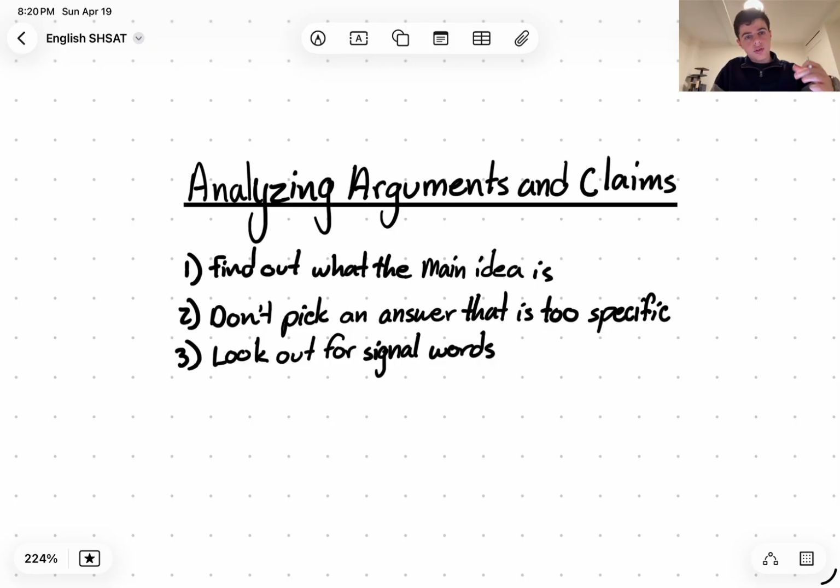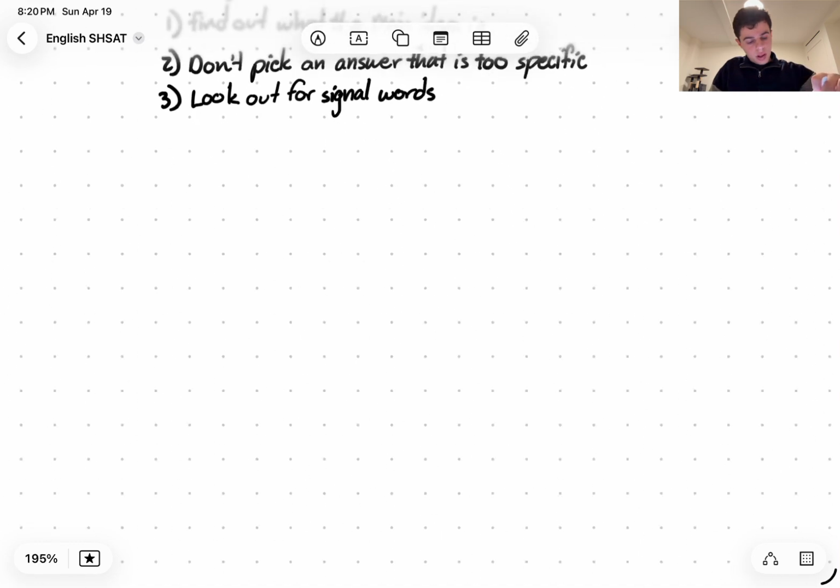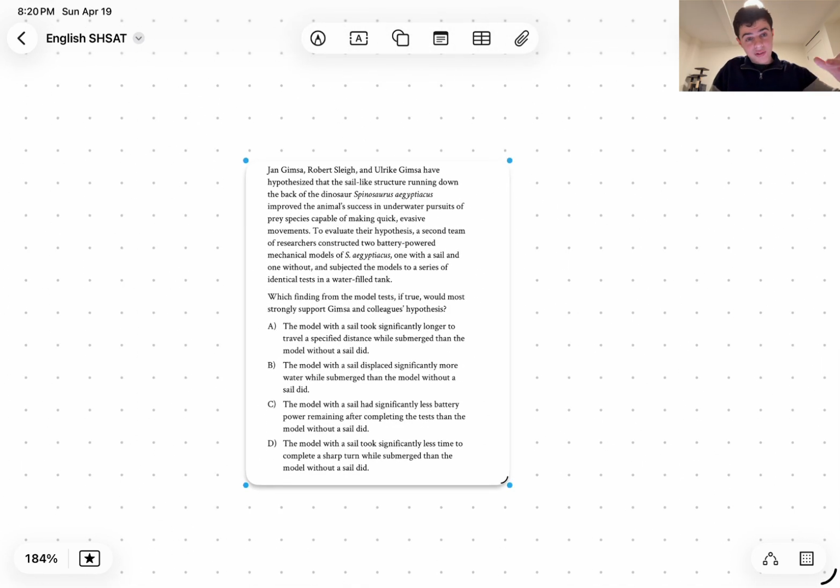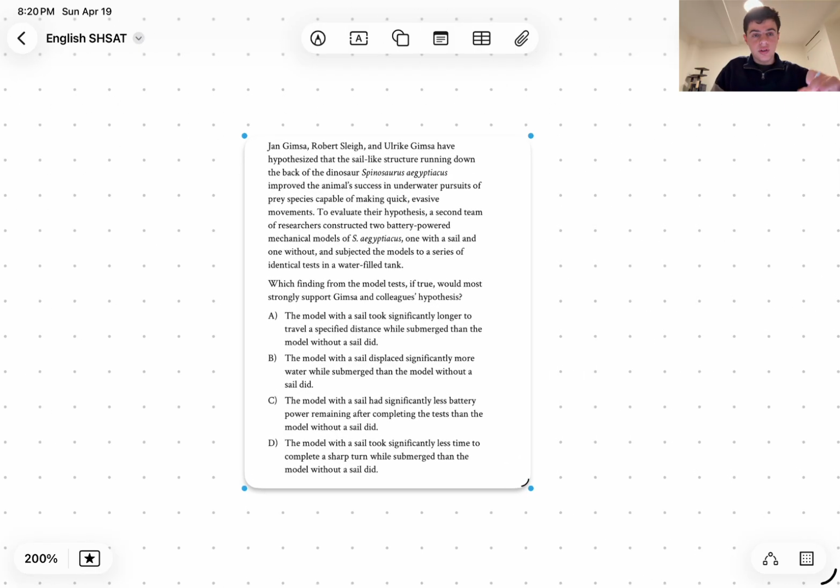Okay, so with that, let's just get into some example problems. So this first one is actually an SAT problem, but it is a shorter passage and it's not that much more difficult than the SHSAT ones. So let's just take a quick look.